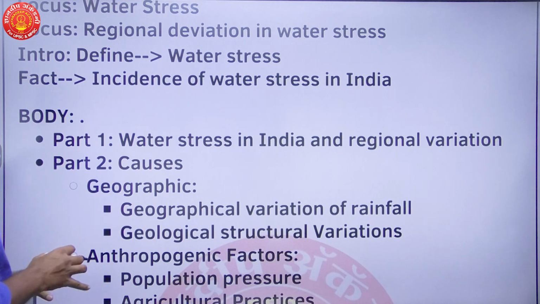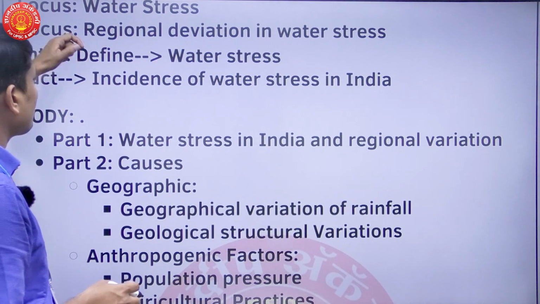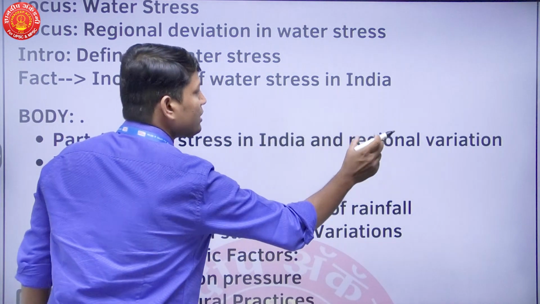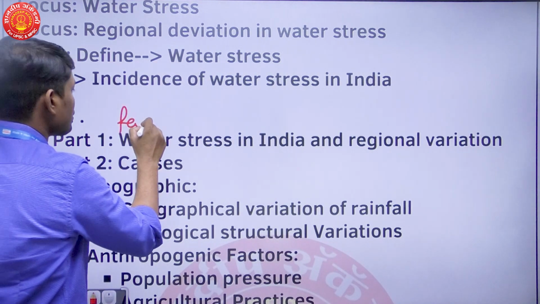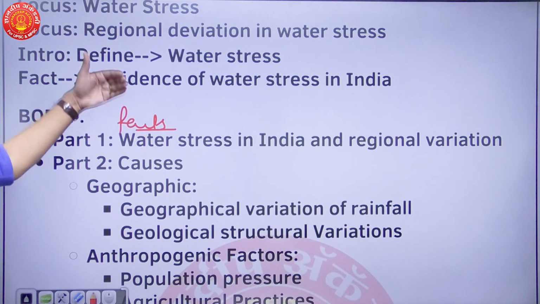So what I will do, if I go for a definition based approach, then in part 1 directly I will go for regional variation, or I will mention some facts on regional variation of water stress in India, right? So this can be one way.